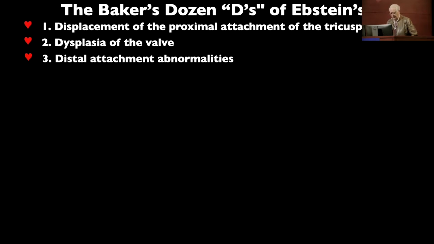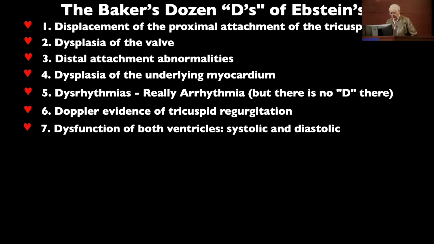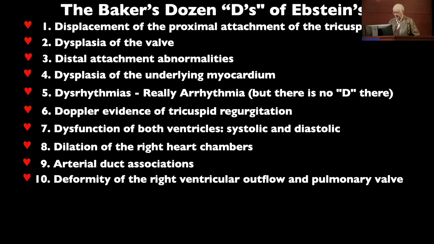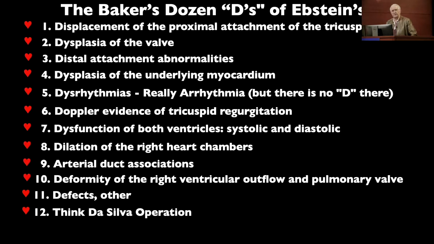So let's go through that again. Dysfunction of both ventricles, both systolic and diastolic, dilatation of right heart chambers, arterial duct associations, which we've seen, deformity of the right ventricular outflow tract and pulmonary artery, which we've also shown you, and other defects such as ventricular septal defects and pulmonary stenosis. And now this is the 13th D.